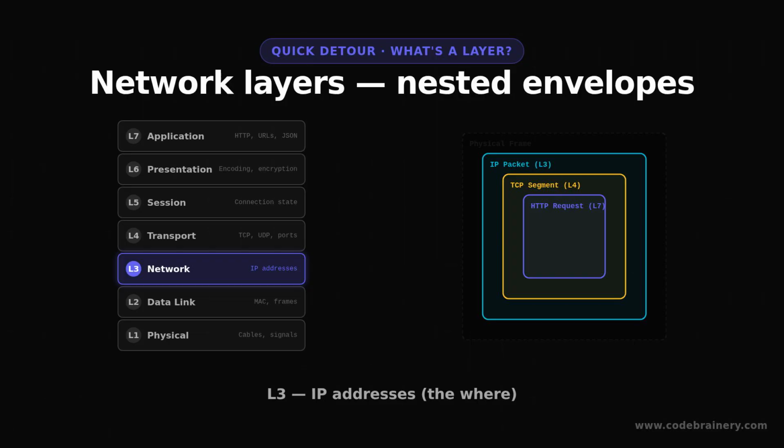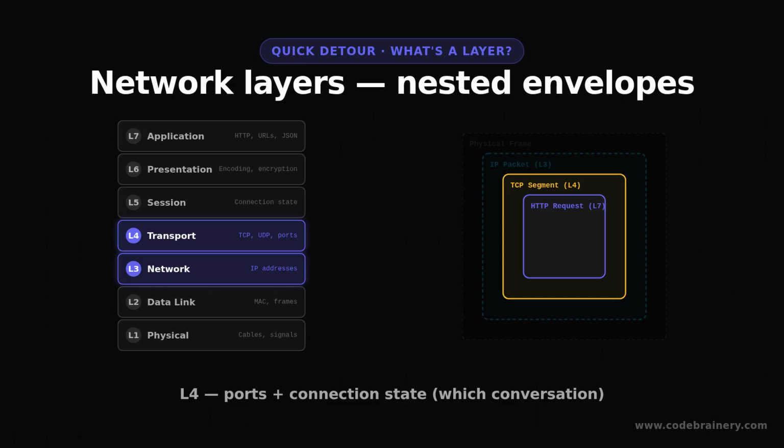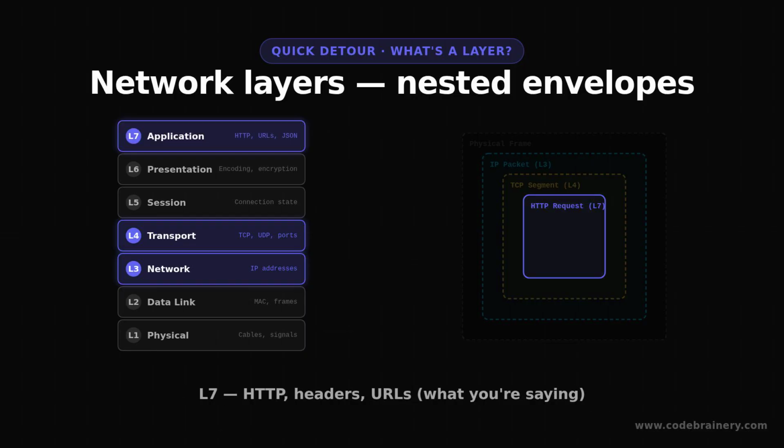Network communication happens in layers. Each layer wraps around the data from the layer above it, like nested envelopes. At layer 3, we see IP addresses, the where. At layer 4, we see ports and connection state, the which conversation. At layer 7, we see the actual data: HTTP requests, headers, URLs, JSON. The what you're saying. A piece of software can choose to operate at any of these layers. The deeper it looks, the more it knows. But the deeper it looks, the more work it has to do per request.